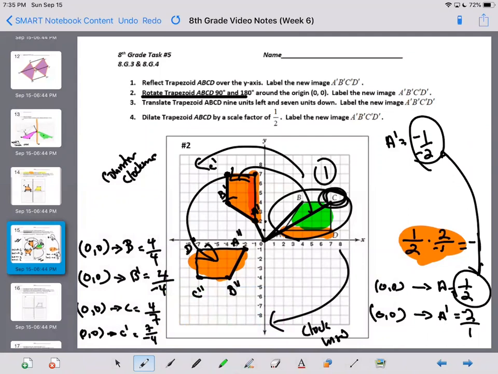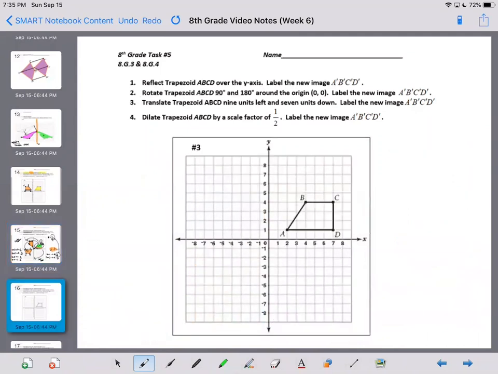So now let's look at what happens when we translate it. So I want to take trapezoid ABCD and I want to translate it 9 units left and 7 units down. So what this rule looks like is that I want to take it 9 units left. So whatever the X is, I want to shift it left 9, and then I want to shift it down 7. So I'm going to take whatever X is, I'm going to subtract it by 9. Whatever Y is, it's going to subtract it by 7 if I knew the coordinates.